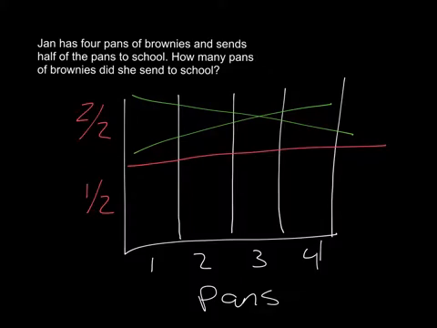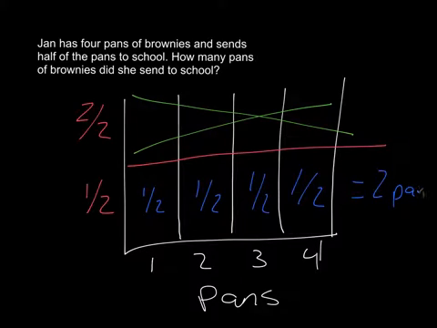And now I can add my sections together. I have half of this pan, and half of the second pan, half the third pan, and half the 4th pan. If I add those together, I see that there are 2 pans worth of brownies that were sent to school. So in this step, I'm adding each of the 4 sections together. Okay, try this next problem.